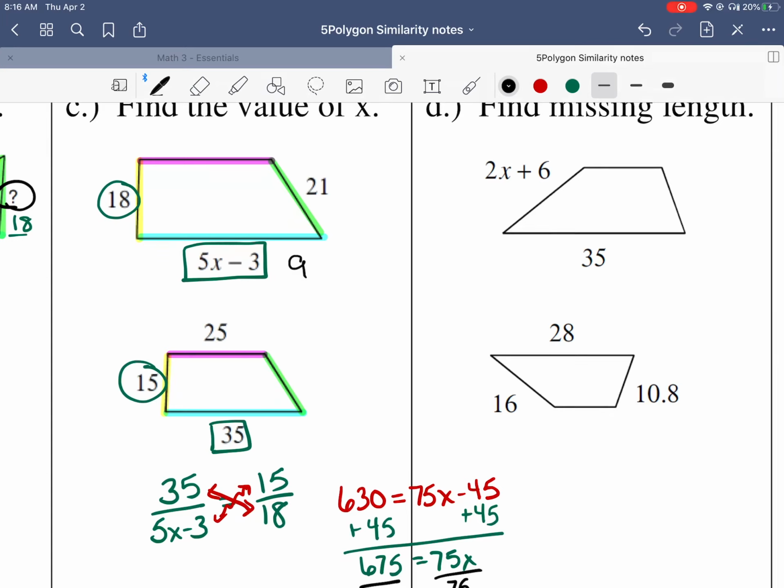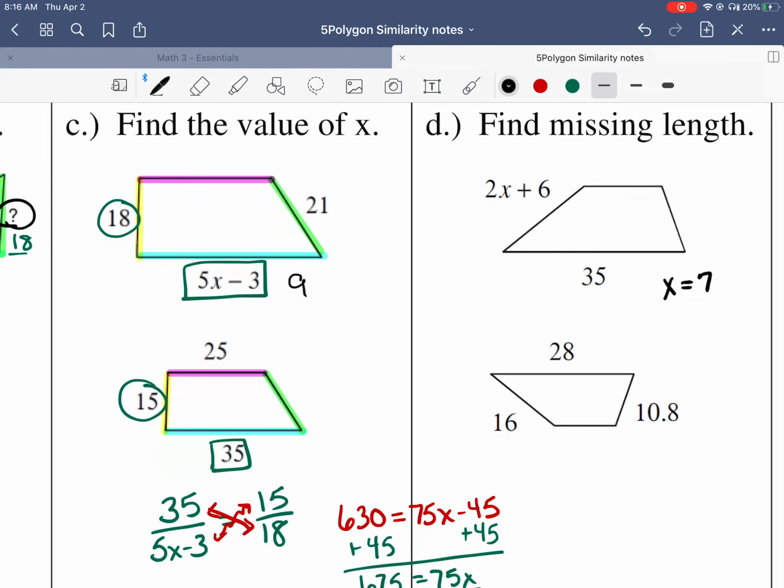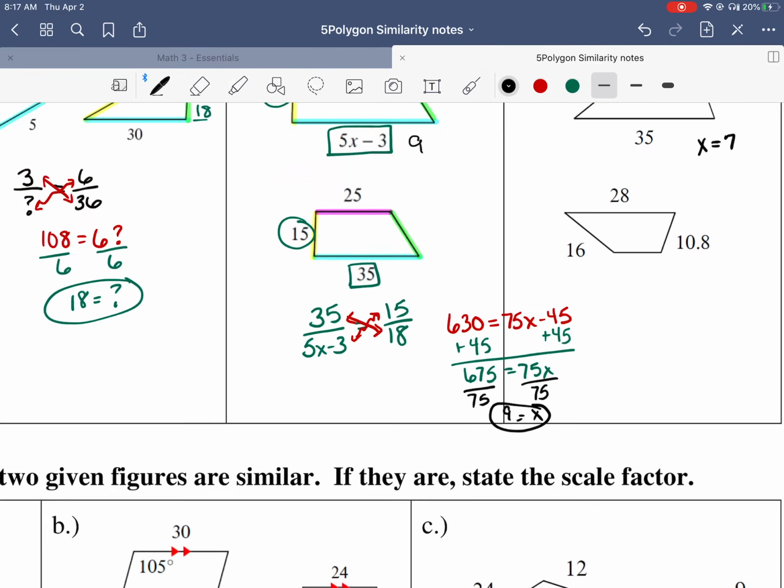You plug it in. The worksheet with the key is posted. If you do it, you get x equals 7. But it asks me to find the missing length. 2 times 7 is 14, plus 6 is 20. Okay. Try to work it out and see if you can figure it out and get those correct answers.